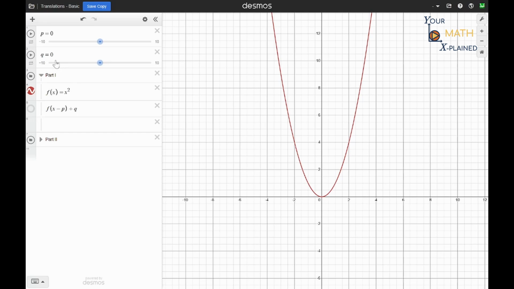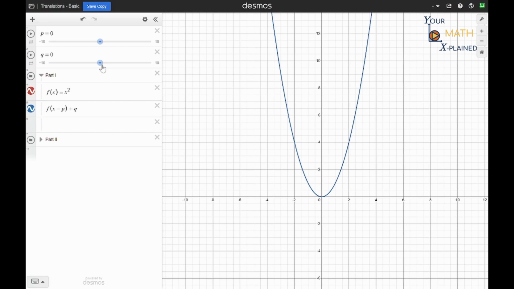So for now, I have set p and q values to be 0, which means this is just f of x. So I'm going to turn on this graph. You'll see that it is the blue graph and it completely overlays the red graph. So again, this is the original f of x is equal to x squared, and this is f of x minus p plus q. So now let's see what happens as we switch up the p and q values.